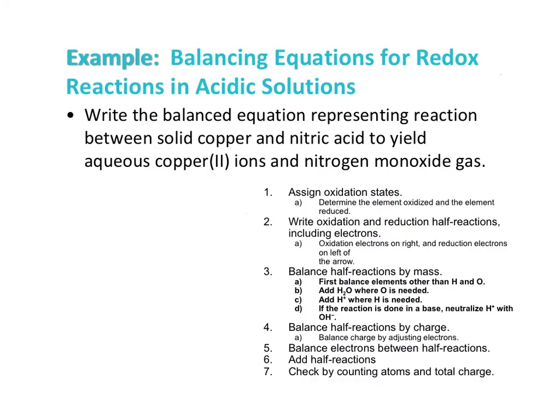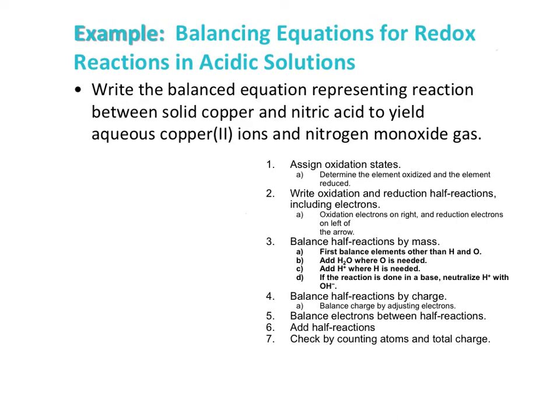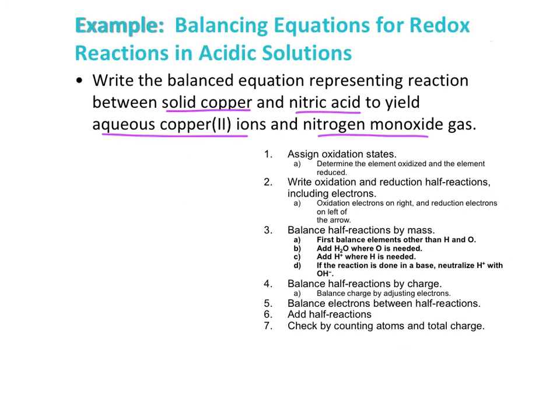Okay, so first we are going to assign oxidation states. So we are given, in this example, solid copper, nitric acid, and we're yielding aqueous copper ions and nitrogen monoxide gas. So in this problem, it is a little bit time consuming because it doesn't even give you the elements written out, it gives you the names. So it is going to require a little bit on that.